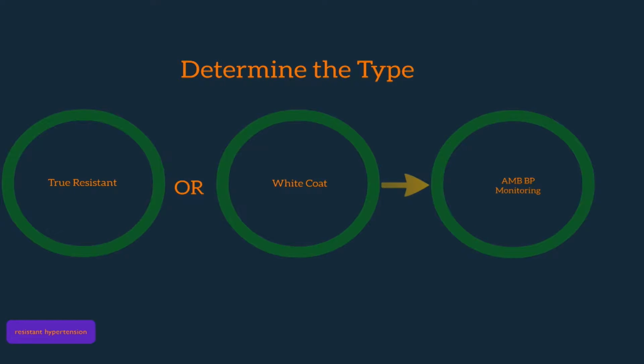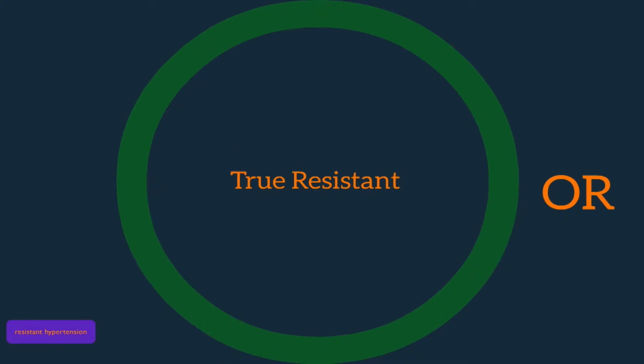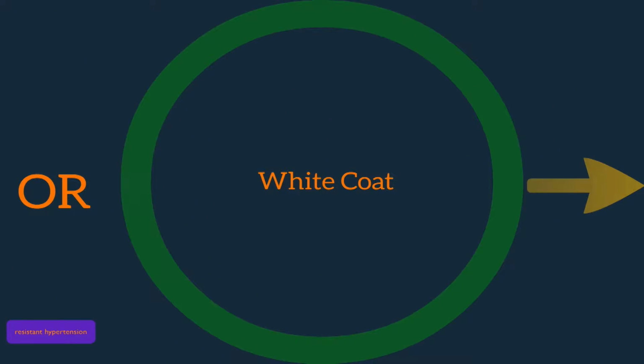The most important step in resistant hypertension management is to determine whether it's truly resistant. White coat hypertension and true resistant hypertension are often competing diagnoses. This diagnosis must be made by establishing the patient has true hypertension. Let's discuss white coat hypertension in a little bit of detail.